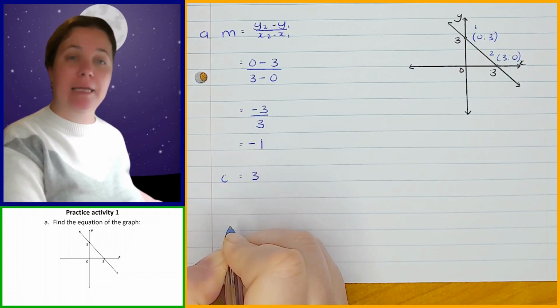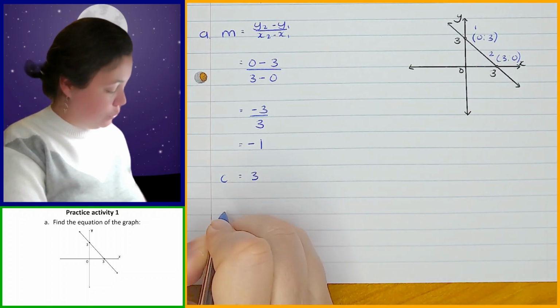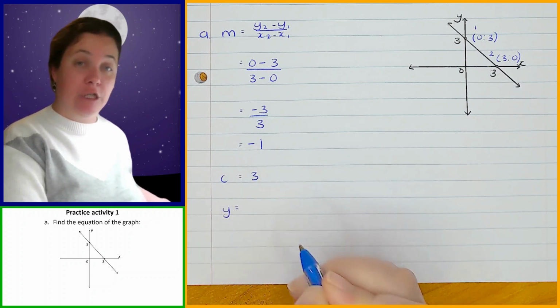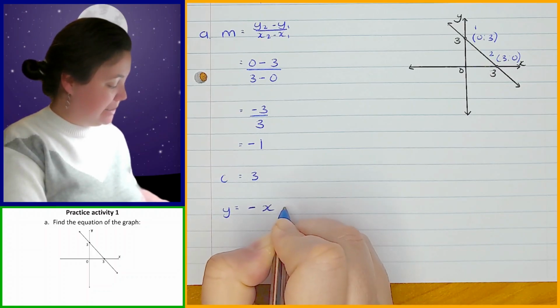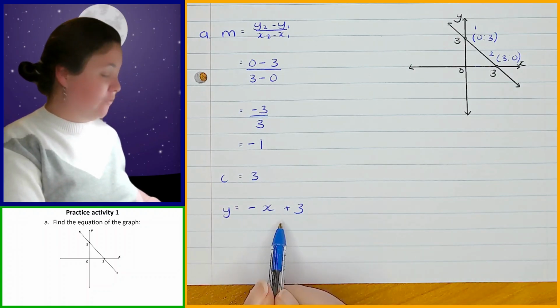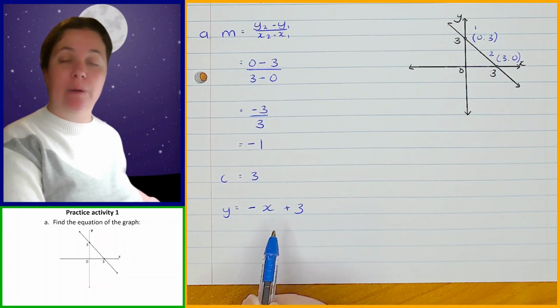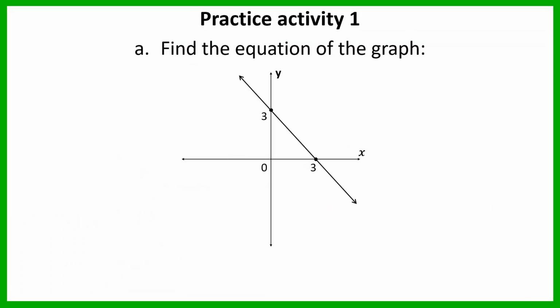So now I can go and fill that in and write it down for the equation of this graph in the form y equals mx plus c. So y is equal to m is negative 1x, which I can just write as negative x. Okay, so that's y equals negative x plus c, and c is 3, so that's plus 3. So your equation for this graph should have been y equals negative x plus 3. Right, let's go on to the next one. I'm going to give you 1 minute to find the equation for this graph as well.